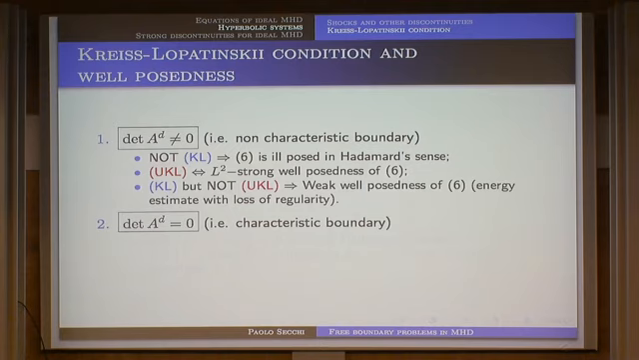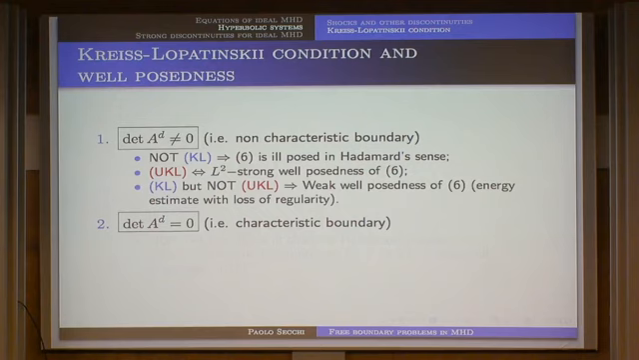If we are in between, we have KL but not UKL, then we have a weak well-posedness of the problem, but the energy estimate may have some loss of regularity or of derivatives. Okay, this is for the non-characteristic boundary case, the picture is complete.